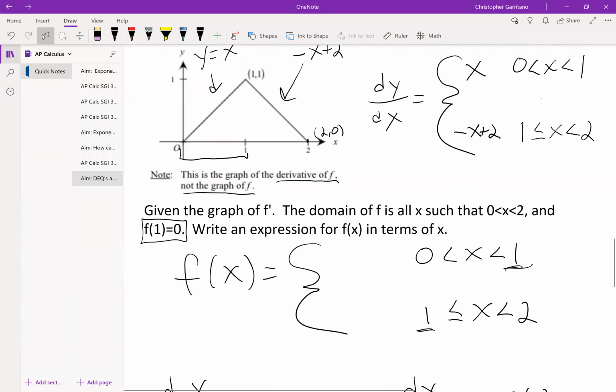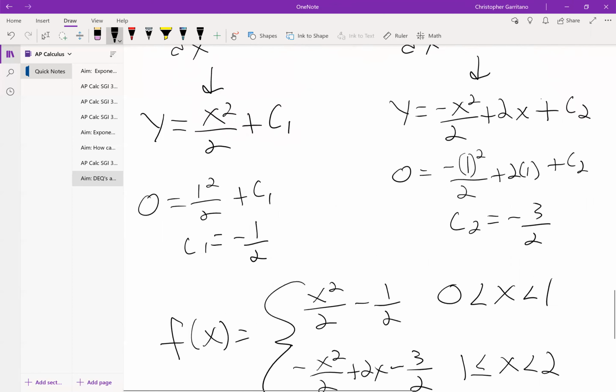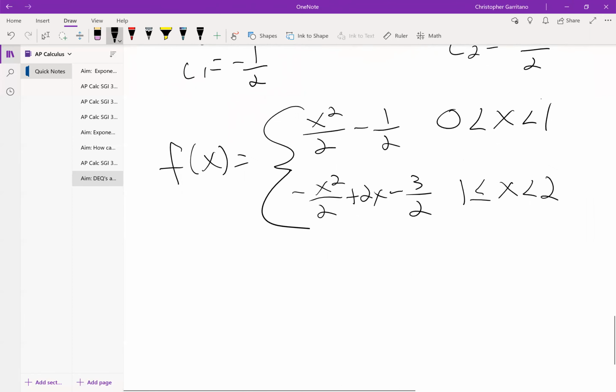Now, one thing you will want to check: since the function is differentiable between 0 and 2, and we know it's differentiable because we're looking at the derivative function right here, you want to make sure that it's continuous. So you want to confirm that your values of c1 and c2 are correct by evaluating the function at 1 for both branches. If you do that, you should get the same y value.